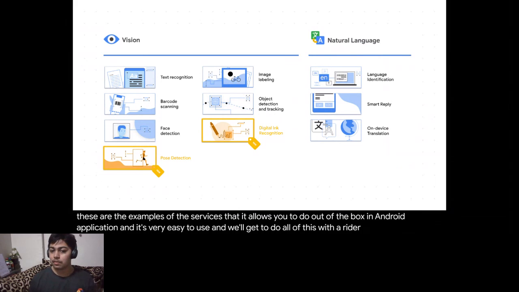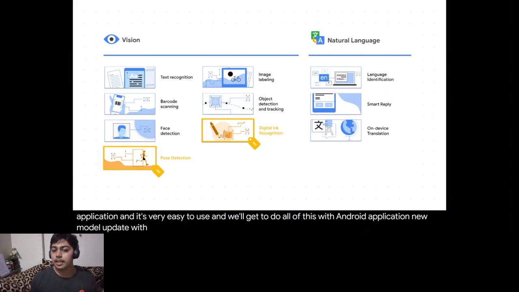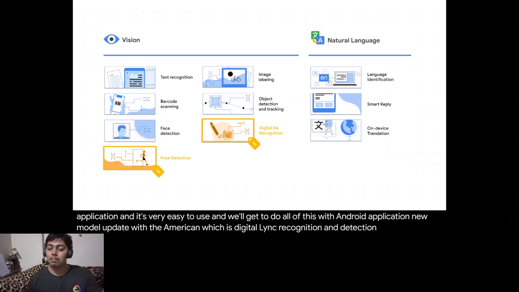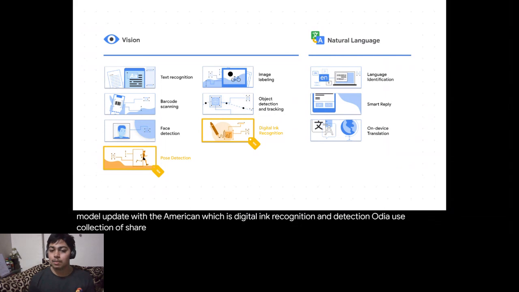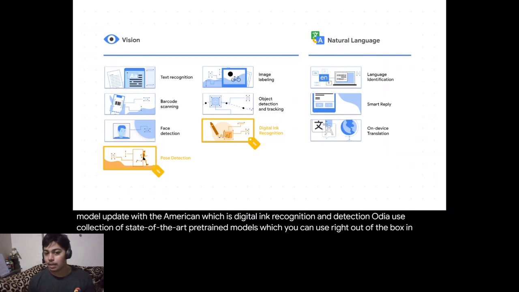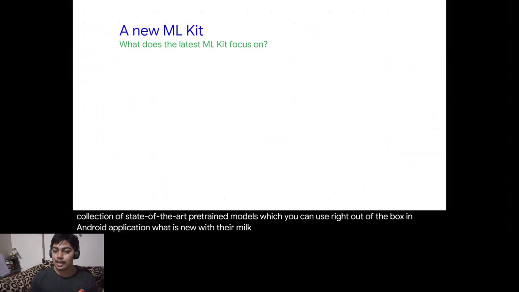This year we also have two new model updates with MLKit, which are digital ink recognition and pose detection. At this stage you can just know that it's a huge collection of state-of-the-art pre-trained models which you can use right out of the box in your Android applications. So let's see what is new with MLKit and how you can best use it.